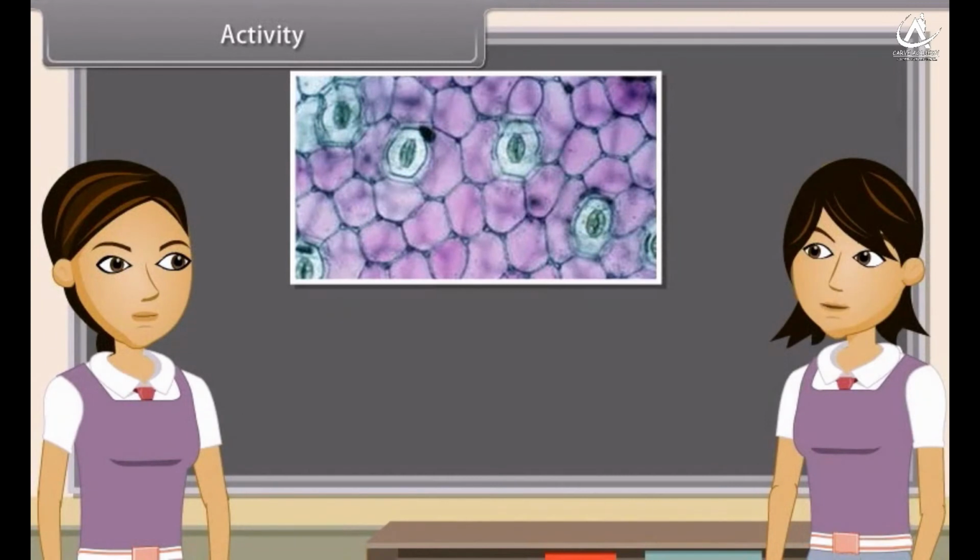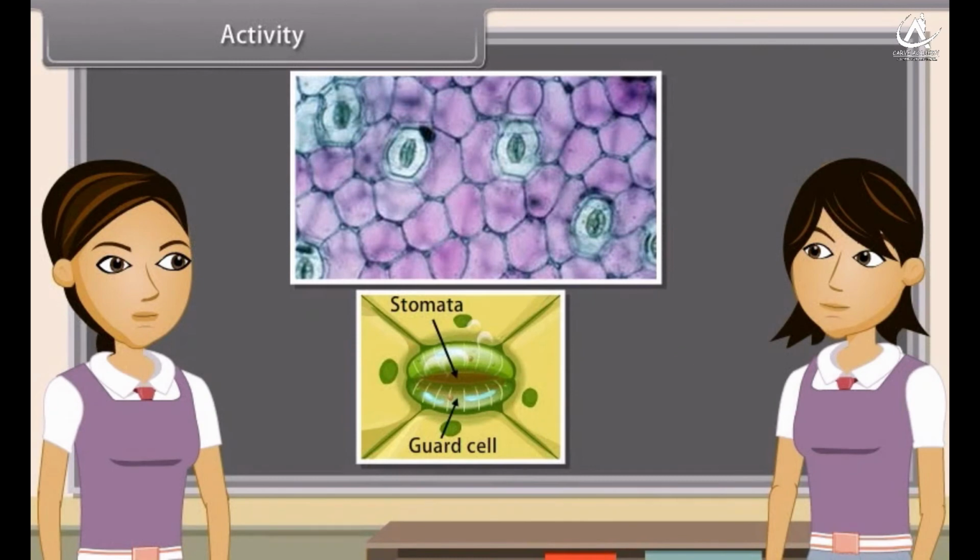Small pores are there in the epidermis of the leaf. These pores are known as stomata. Stomata are covered by two kidney-shaped cells known as guard cells. They help in exchange of gases with the atmosphere and transpiration.